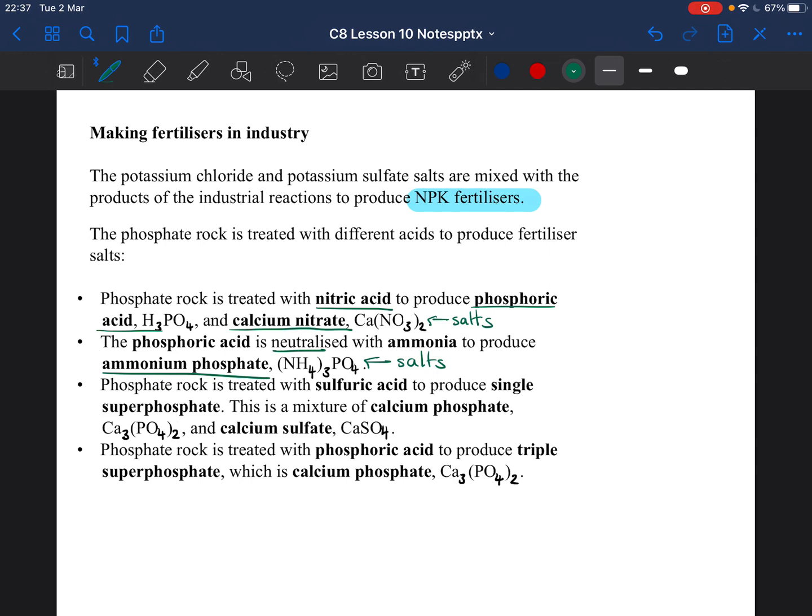Phosphate rock can also be treated with sulfuric acid, and it will produce something called single superphosphate. And single superphosphate is a mixture of calcium phosphate and calcium sulfate. And both of these are, as I said before, our salts that we're going to use either in part of the process or in making our fertilizers later on. And then the final thing that our phosphate rock undergoes is we actually react it with some of the phosphoric acid that it produces earlier in the process to produce triple superphosphate. And triple superphosphate is calcium phosphate.